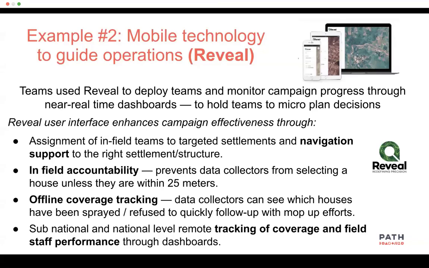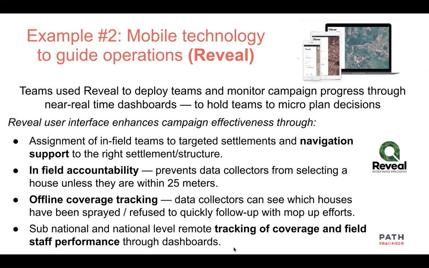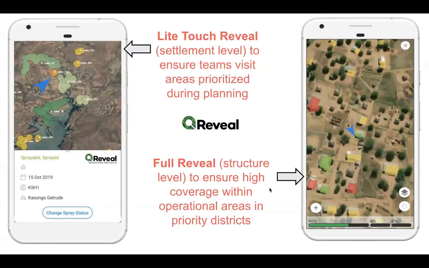And with the Reveal tool, the in-field accountability is enhanced because it prevents data collectors from selecting a household unless they're within 25 meters of that particular structure. So in terms of reporting on whether these households or structures have been visited, accountability is enhanced because you're able to track virtually how the teams are moving around the various locations where they're operating. And of course, online coverage tracking is also enhanced because data collectors can see the houses that have been sprayed and those that have refused the spraying and what next steps could be taken.